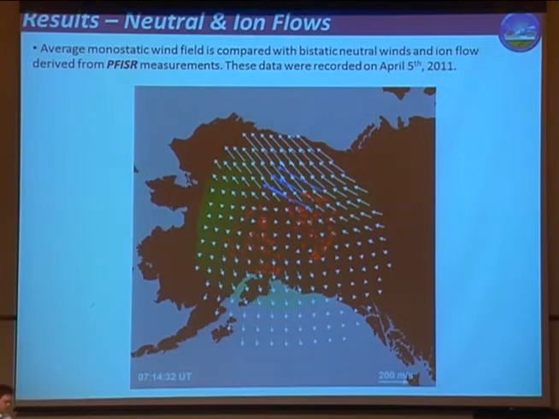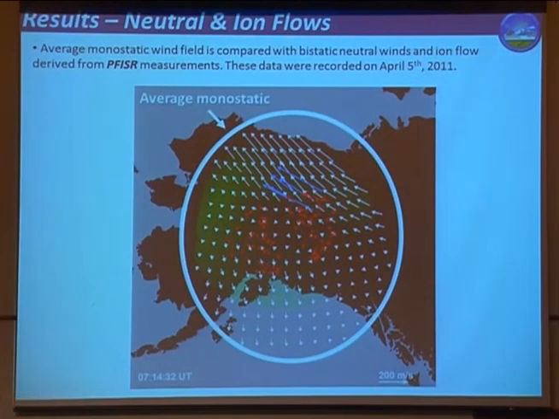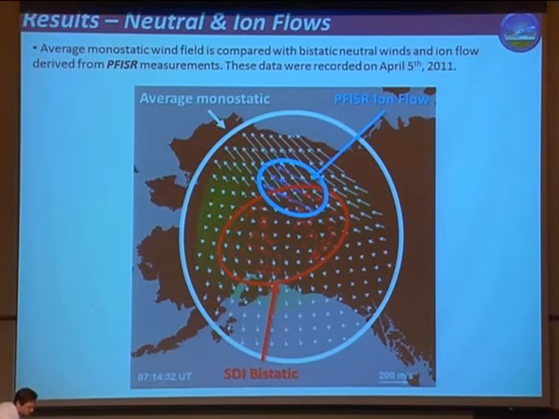What we've done is we've just averaged the two monostatic wind fields from both Harp and Poker just to reduce the number of colours we've got on the plot here. So that's the average monostatic in white arrows there. The red arrows are the SDI bistatic winds, and FISA is going to be in blue there. I'll play that through.